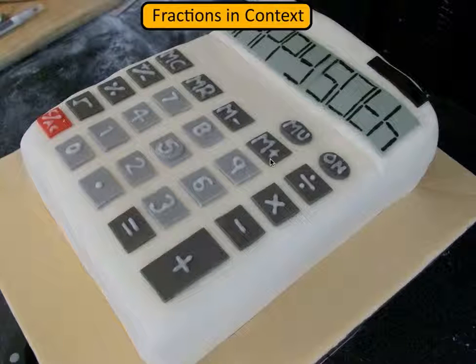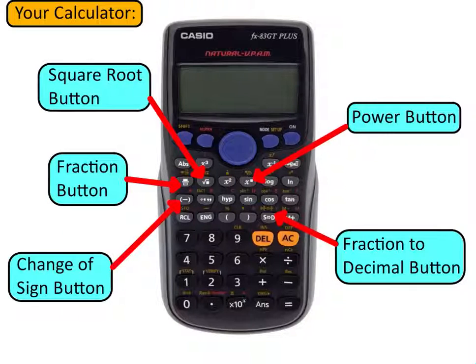Okay, this lesson is going to look at some more work on fractions, but this time we're going to focus on calculator methods and fractions in context, so in a sort of worded question. Now, before we get started, we should take the opportunity to look at the calculator in a bit more detail so that you know some of the major features.